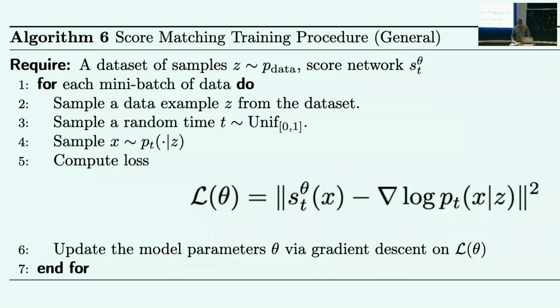Good. All right, so let's take a look at how that looks. How do you learn scores? So we do score matching. We have a score network, s_t^θ, same exercise as before. We loop over a mini batch of data, sample a data point, sample a random time t, sample from the conditional probability path, and compute this loss, which is just the mean squared error between s_t^θ and the conditional score. Then we update the model parameters, and we loop over this again and again.